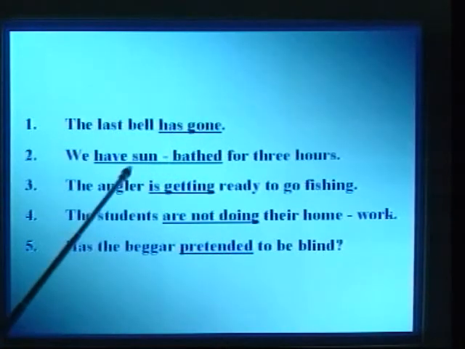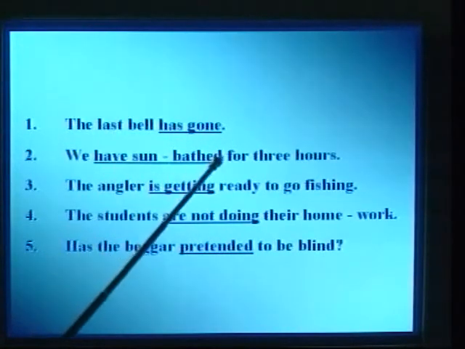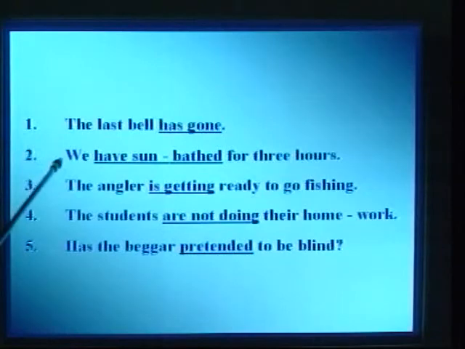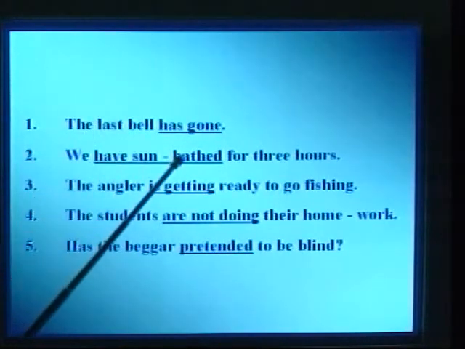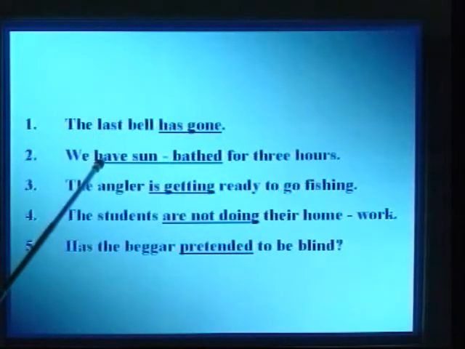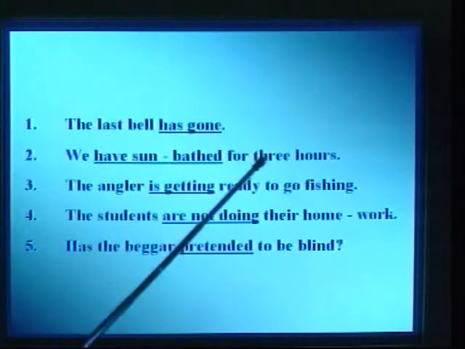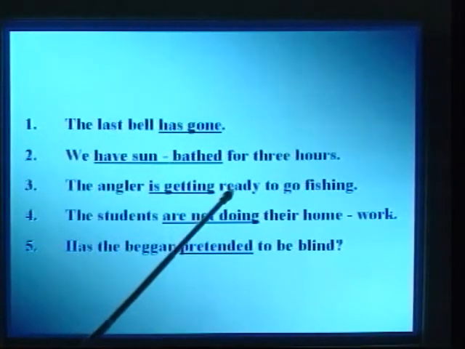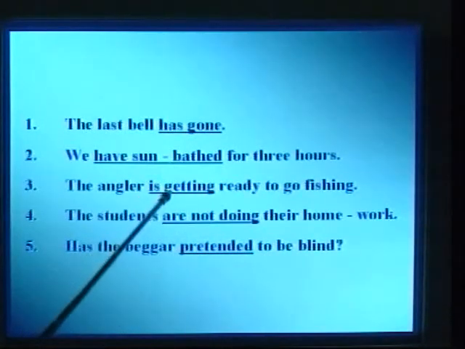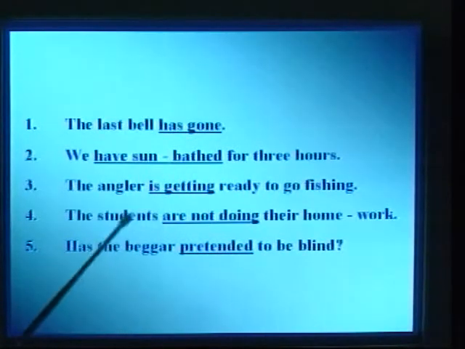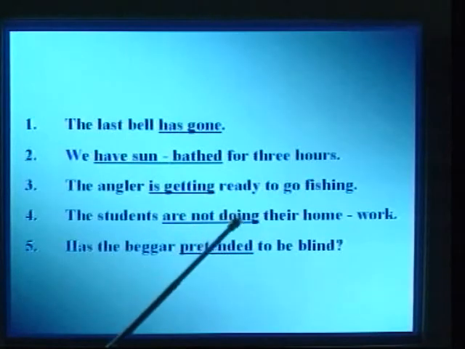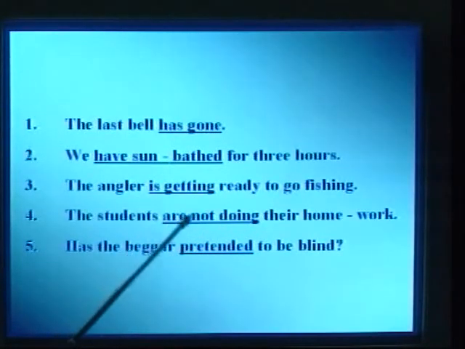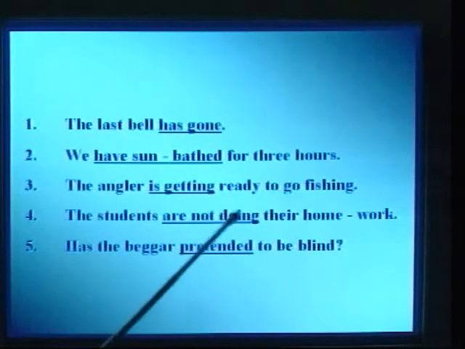Okay, next come to this one. We have sunbathed for 3 hours. Again subject here, and have sunbathed, that is auxiliary plus V3. Come on, name it. The angler is getting ready to go fishing. Is getting ready. I think it is clear. Then the students are not doing their homework. Are not doing their homework. Only a negative here, and are doing.